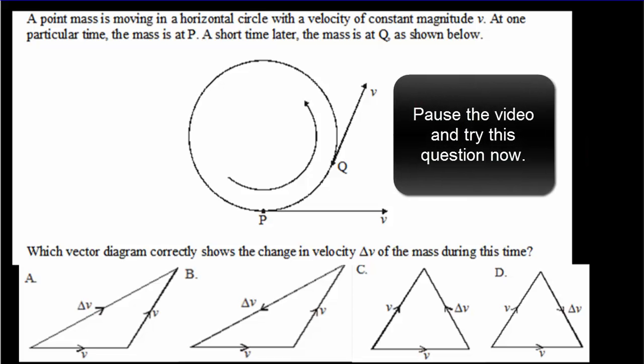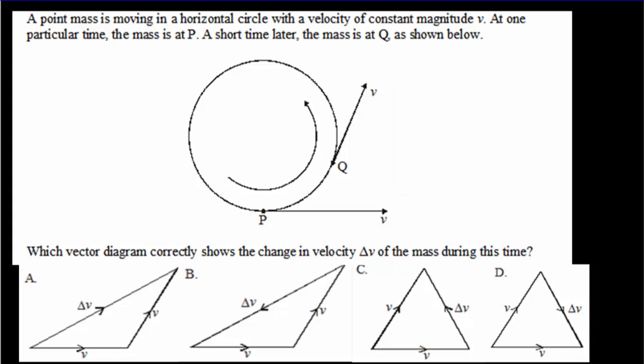Let's see if you followed that reasoning. Pause the video, try this question, come back for the answer. Well, a quick way to do this question is to realize that if our particle goes from here to here in this direction, then towards the center of the circle would be in this direction. So we're looking for a delta v in that direction. This one's not right. This one's not right. That looks good. That's in exactly the wrong direction. So the correct answer here has to be C.